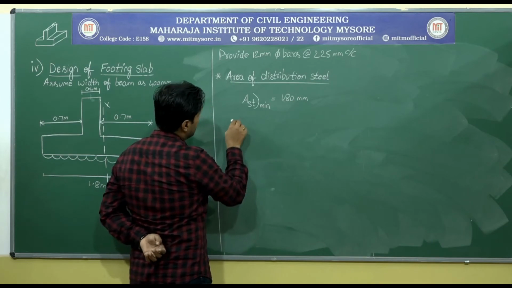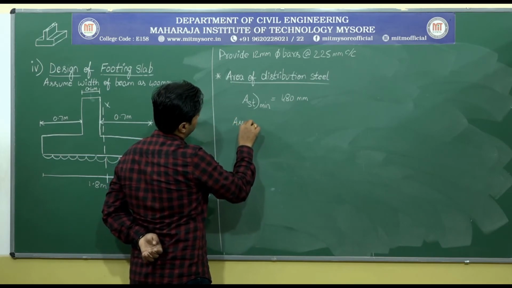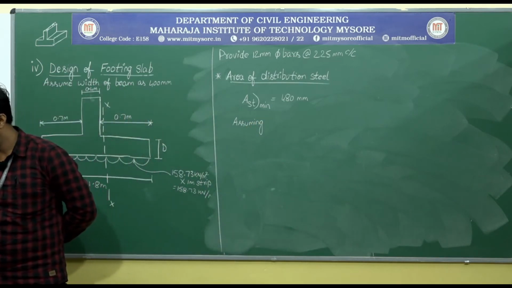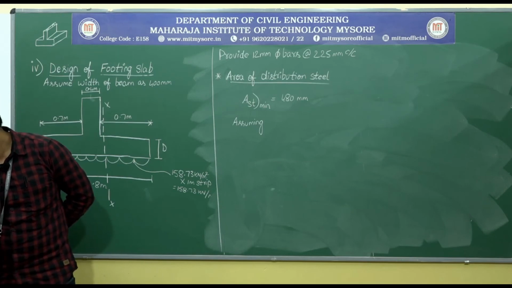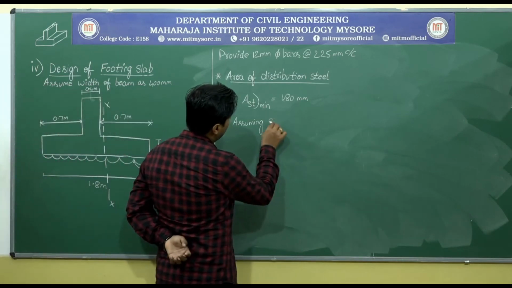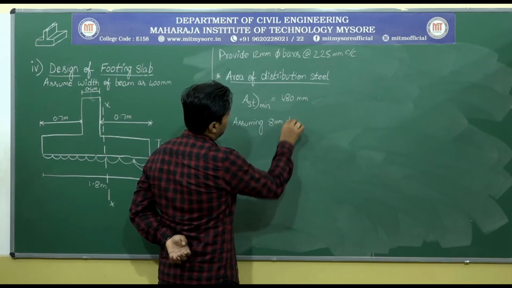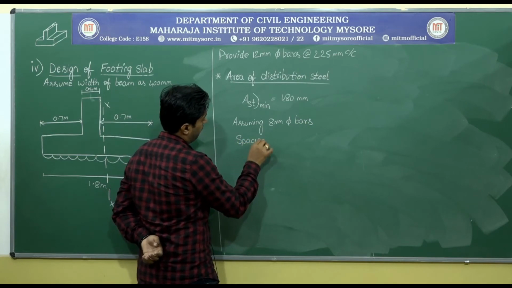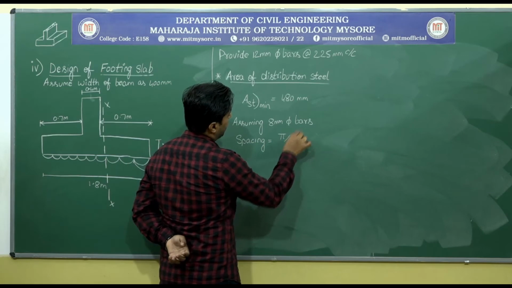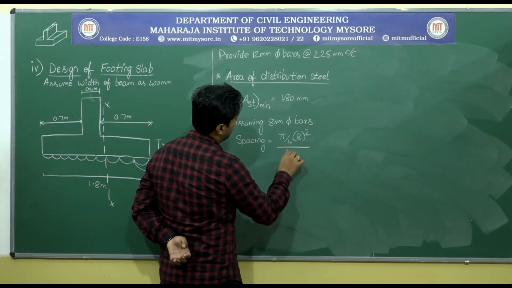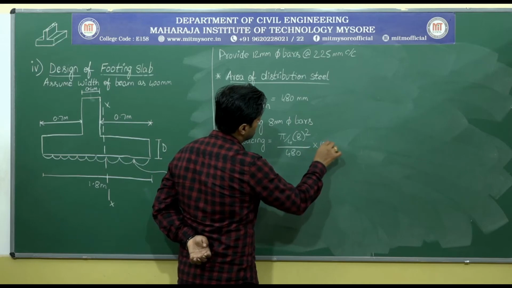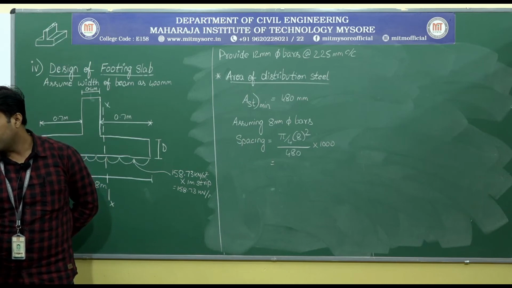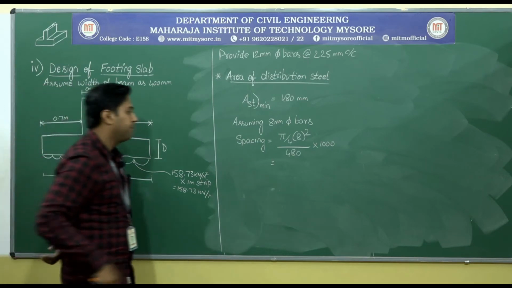Okay. So now assuming, usually go with 8 mm or 10 mm. I think here they have assumed 8 mm. Okay. Assuming 8 mm dia bars, spacing is equal to pi by 4 into 8 square divided by 480 into the 1000 mm. So what is the value that we are getting here? So it is 104.72 mm.